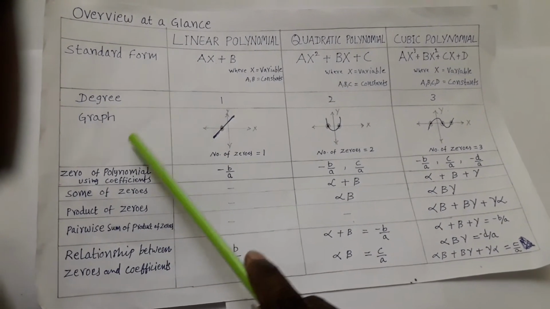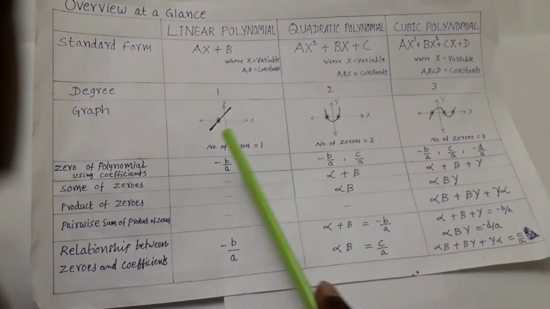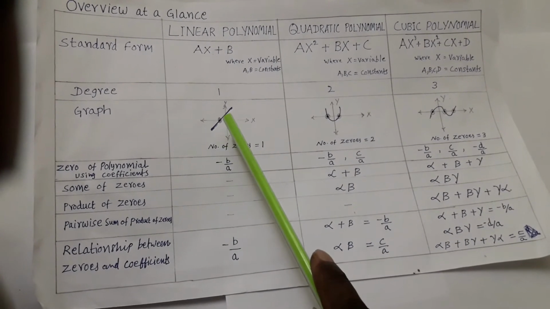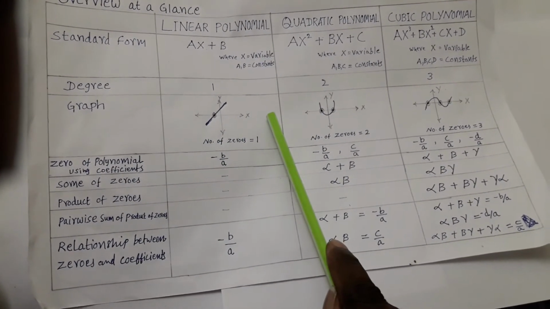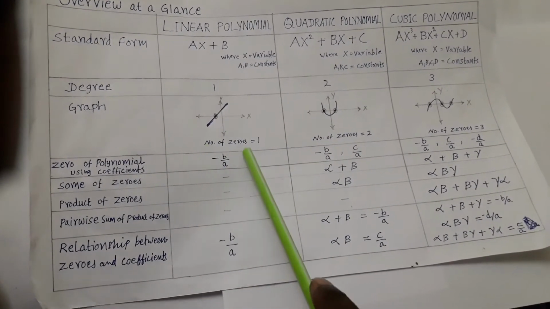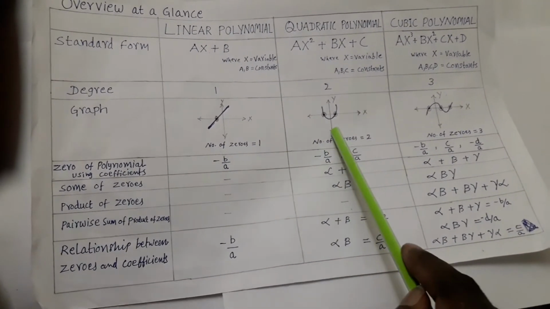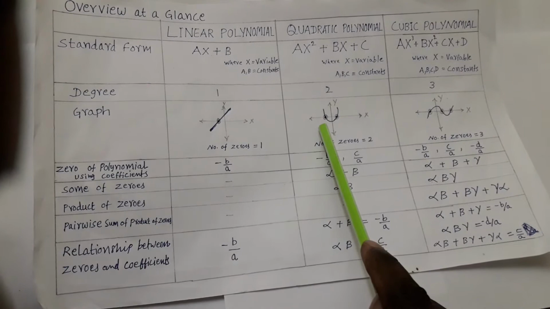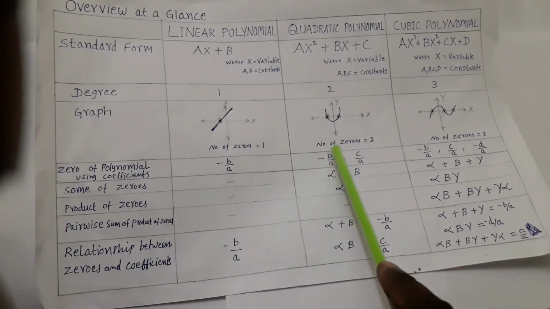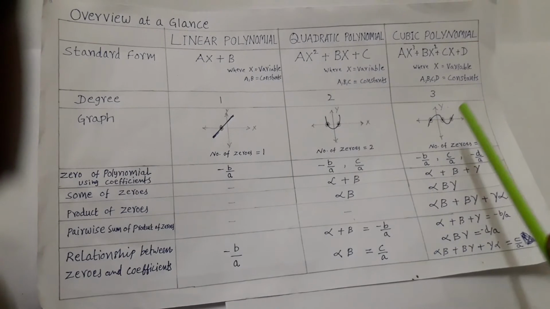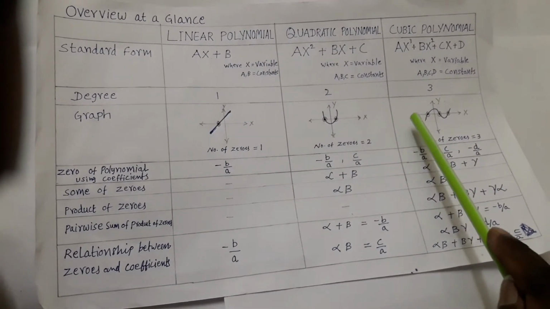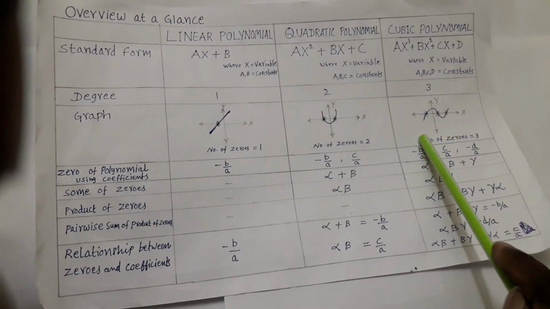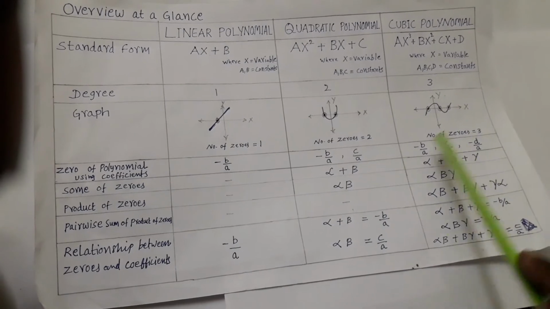So the graph for linear polynomial looks like this. How many times does this graph cut the x-axis? Only one time. So number of zeros is equal to 1. For quadratic polynomial, it cuts the x-axis 1 and 2 times. So number of zeros is equal to 2. For cubic polynomial, it cuts the x-axis 3 times, 1, 2, 3. So number of zeros is 3.